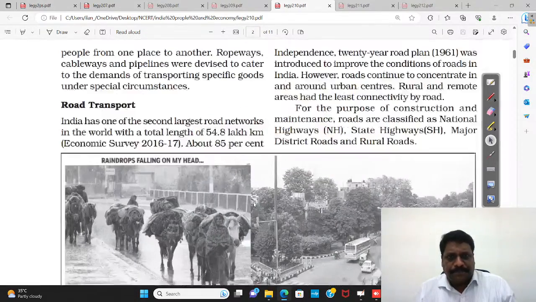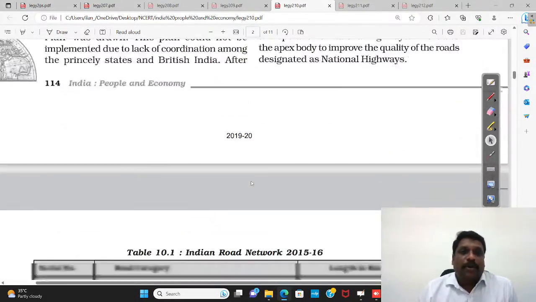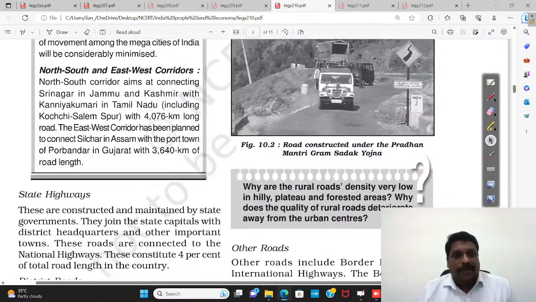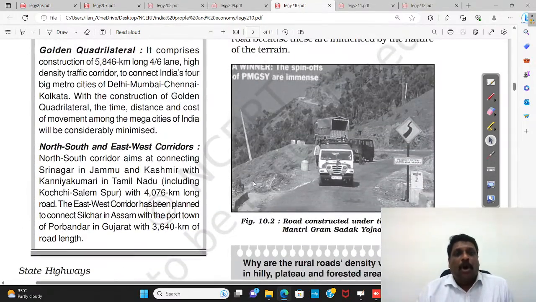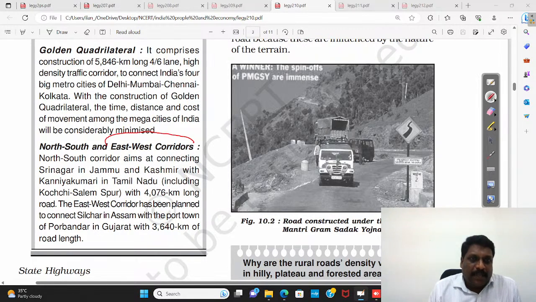Very interestingly, they talked about the Golden Quadrilateral, right? They talked about the north-south and east-west corridors. Actually, they talked about the east-west corridor. Say, for example, the same statement is given. According to them, the east-west corridor connects Silchar in Assam to Porbandar in Gujarat.